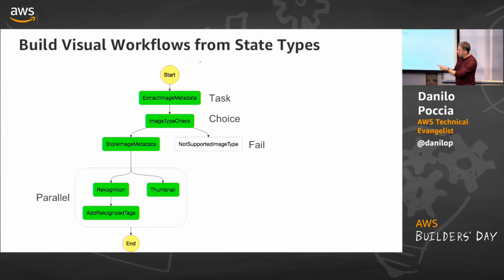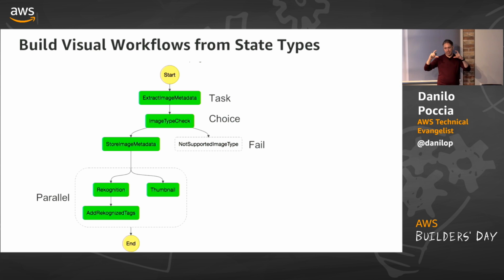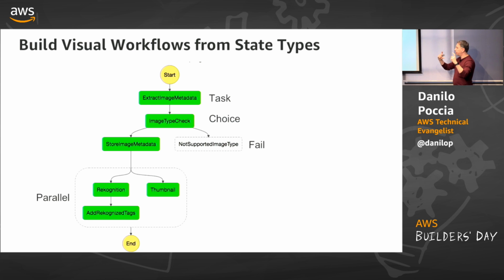Since these two branches are executed in parallel, when they both finish correctly, you will get a list state. So the state will be a list with all the return states of the parallel branches at once. So the list will contain the output tags and probably the link to the thumbnail as a second value of the list. And at this point, you can finish correctly, or maybe report this information as output of the execution of the state machine.